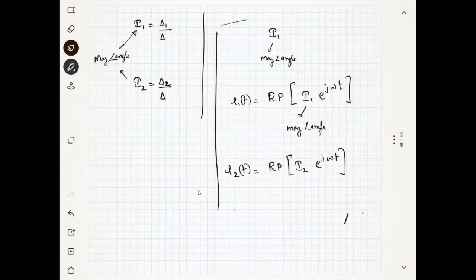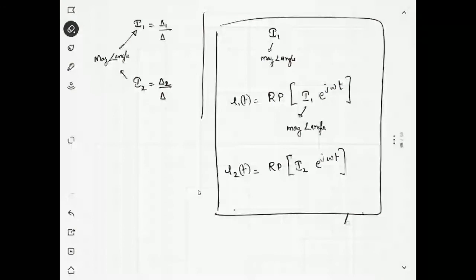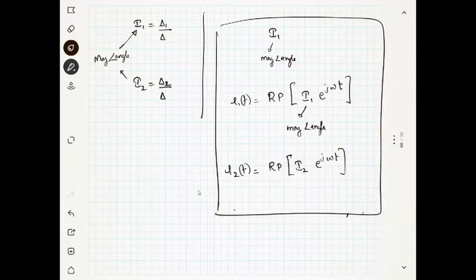So this is the method. I'm just giving only the method because of the time constraint. So this is the method for solving any problem. You understood? The only thing is you are working with the phasor.